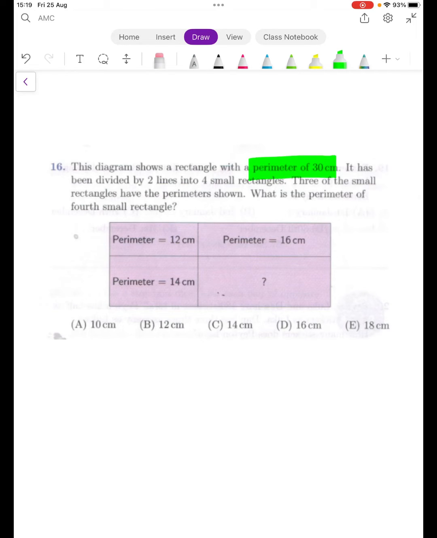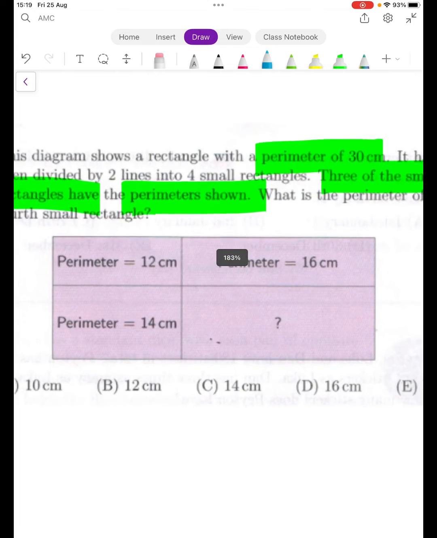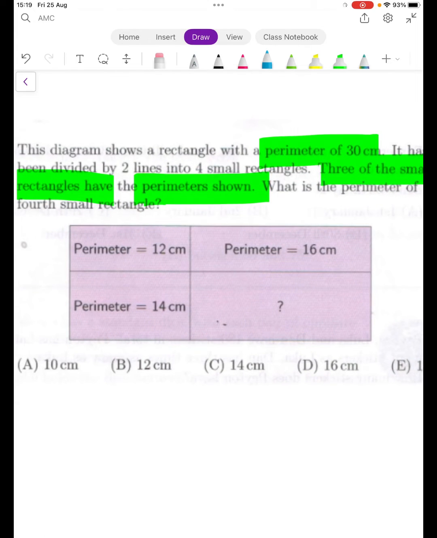This diagram shows a rectangle with a perimeter of 30 centimeter. The bigger rectangle here has a perimeter of 30. It has been divided by 2 lines into 4 small rectangles. So they use 2 lines to split it into 4 rectangles. 3 of the small rectangles have the perimeter shown. What is the perimeter of the 4th small rectangle? Now again, just like I said, it requires a lot of visualization, but I will try to also show you.